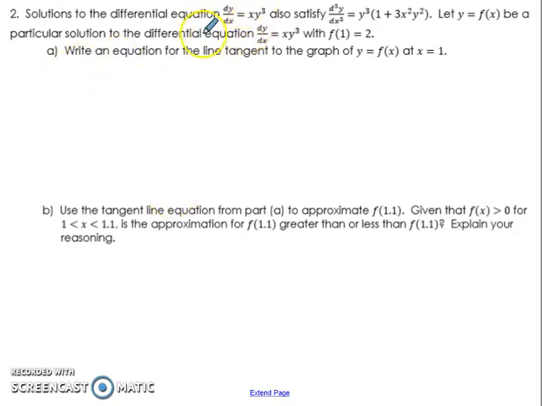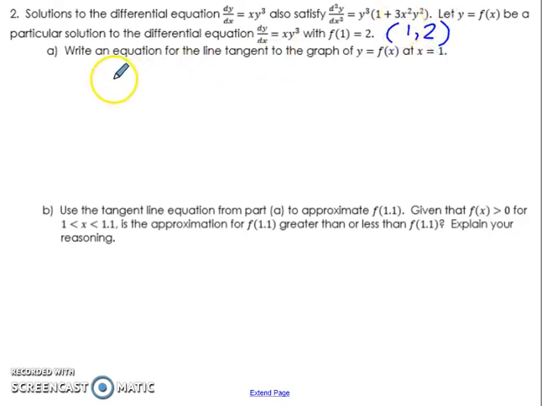Okay, so here we have a first derivative of xy cubed. We have a second derivative of this, and we're trying to find the equation of the tangent line to the graph of y equals f of x at x equals 1. So telling us this information here, f of 1 is equal to 2. So I know from f of 1 is equal to 2, that that is the point (1, 2).